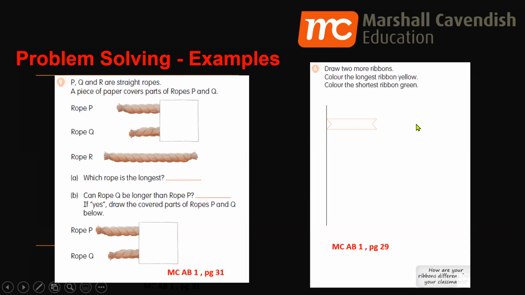The next one is draw 2 ribbons. Draw a longer, the longest and the shortest. So you can see, what I like about this is you can see the creativity of a child here. So the usual is draw a longer ribbon, and then another one, a shorter ribbon. That's really good. That shows they have understood.